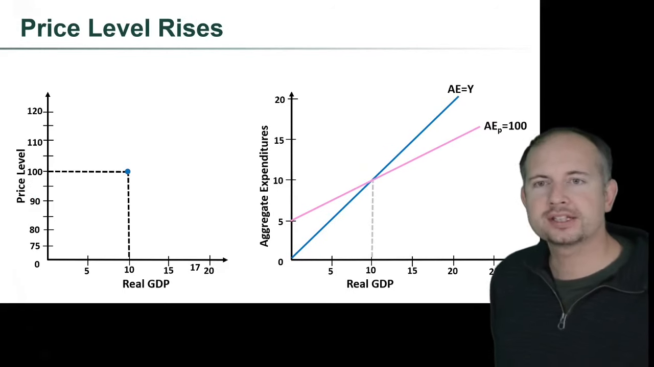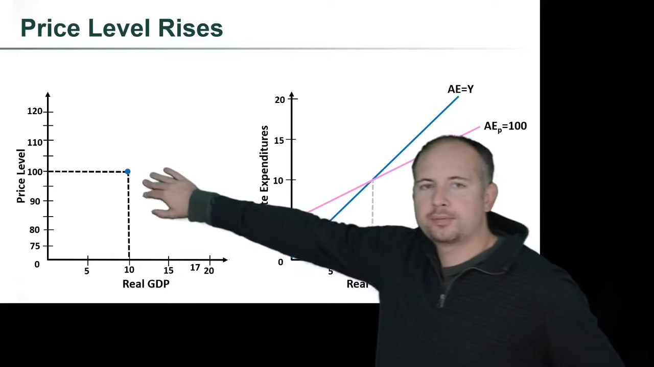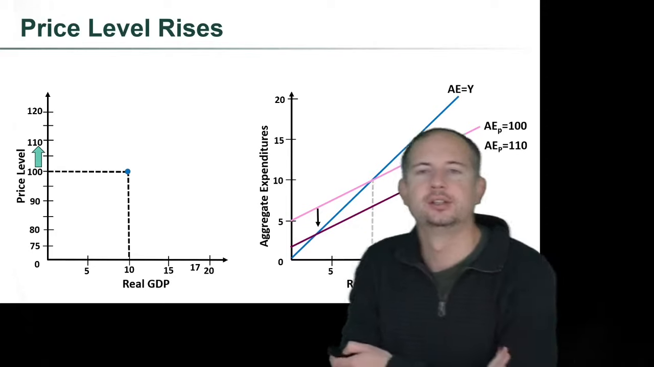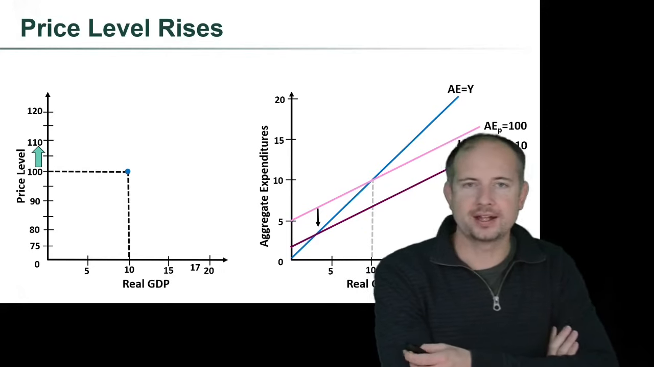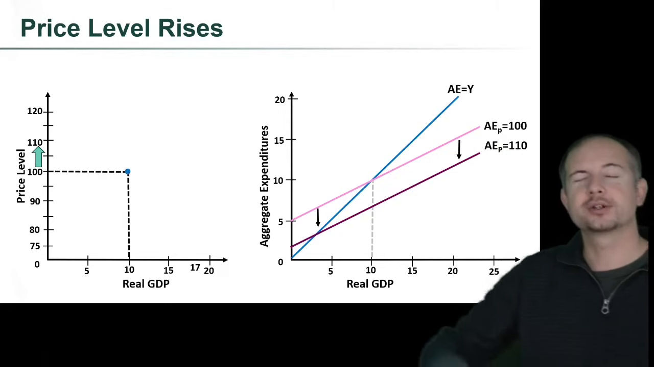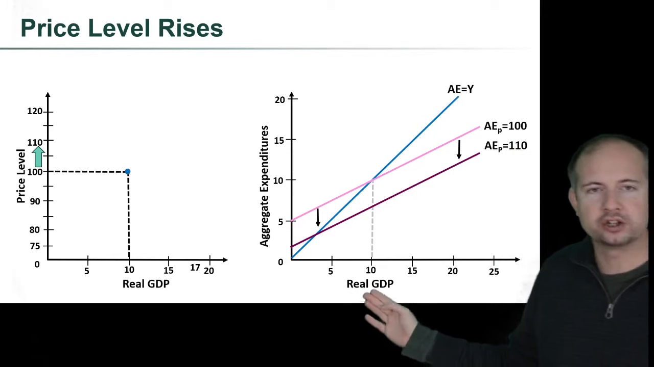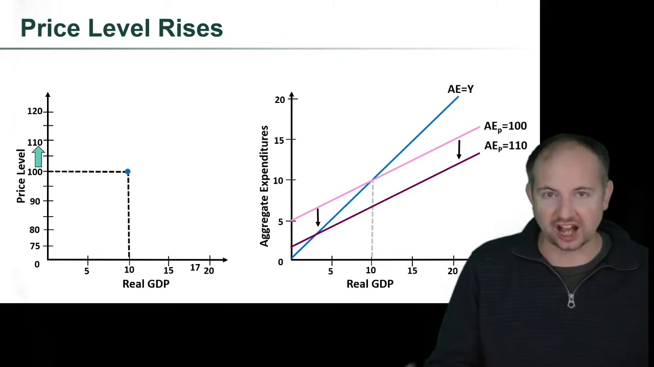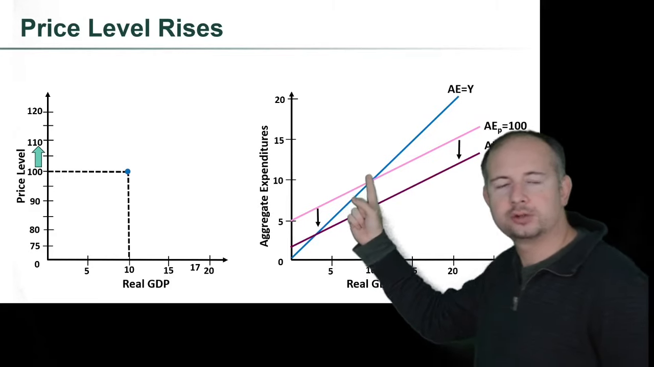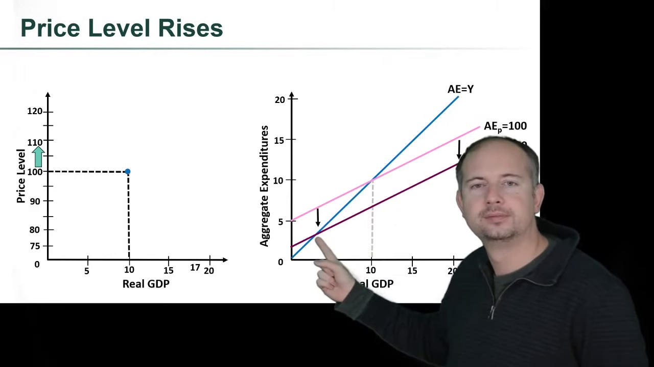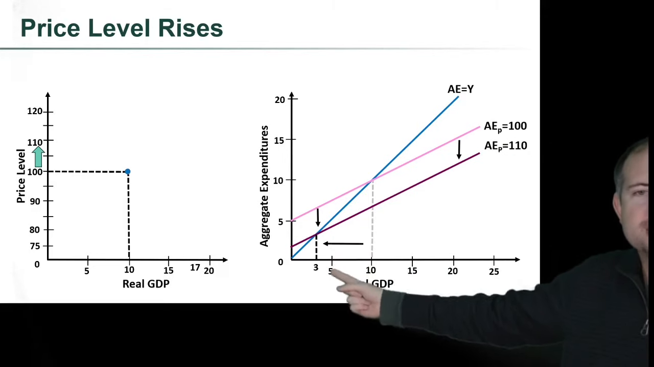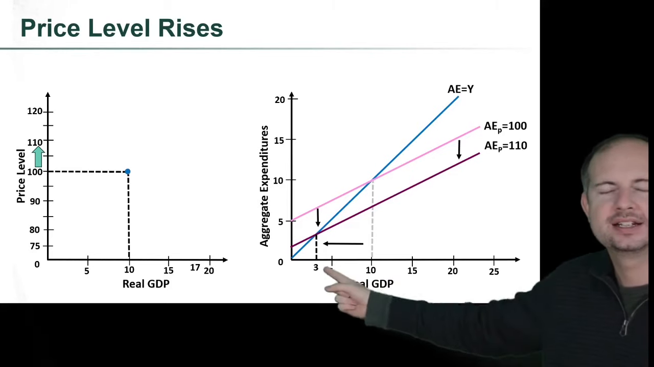All right, now what if the price level rises? So we're going to say the price level goes from 100 up to 110. So now all of a sudden that money I've got under my pillow and carried around in my wallet can't buy as much stuff. So expenditures are going to go down. Remember, if we're thinking about real GDP, I'm going to be able to buy less stuff. So now my expenditures shift down. And once we get to another equilibrium, this new point here where we're in equilibrium means GDP has gone from 10 down to 3.